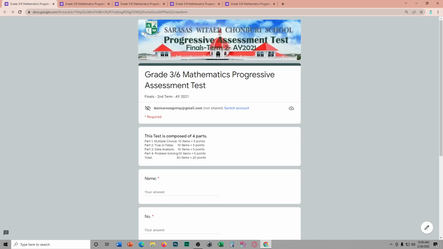This test is composed of 4 parts. Part 1, multiple choice, with 10 items and is equal to 5 points. Part 2 is true or false, with 10 items and is equal to 5 points. Part 3 is data analysis, with 10 items and is equal to 5 points. And lastly, part 4, problem solving, with 10 items and is equal to 5 points. The total of this test is 40 items and is equal to 20 points.